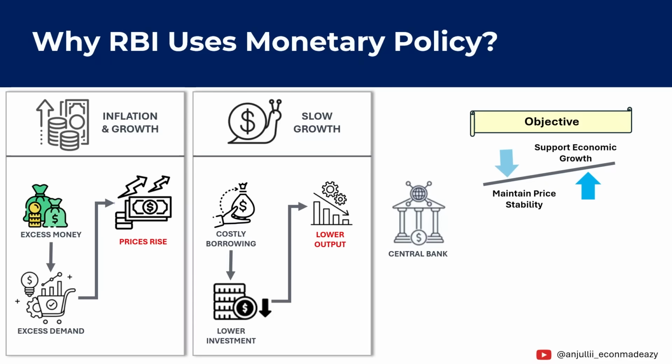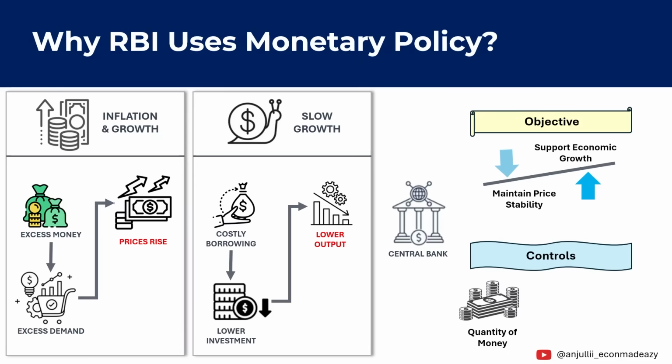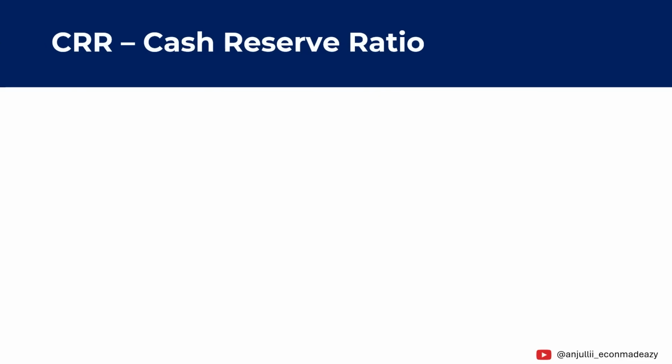To manage this balance, the RBI uses two types of tools. First, it controls the quantity of money banks can lend through CRR and SLR. Second, it controls the cost of borrowing through repo and reverse repo rates. Let's begin with CRR, the cash reserve ratio.